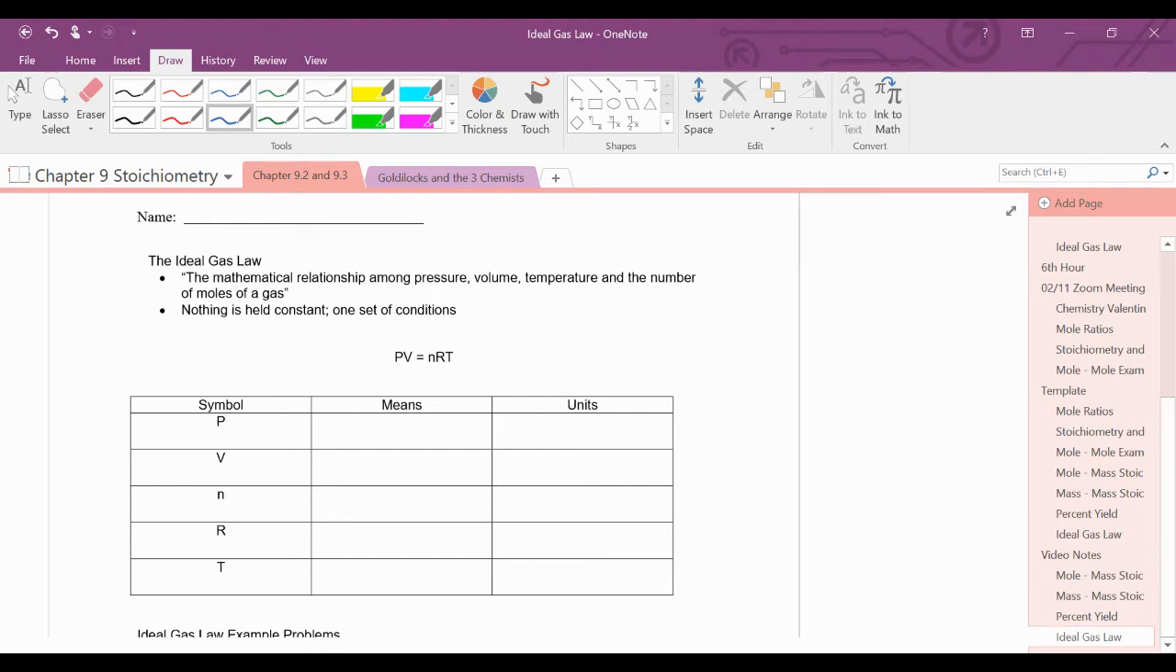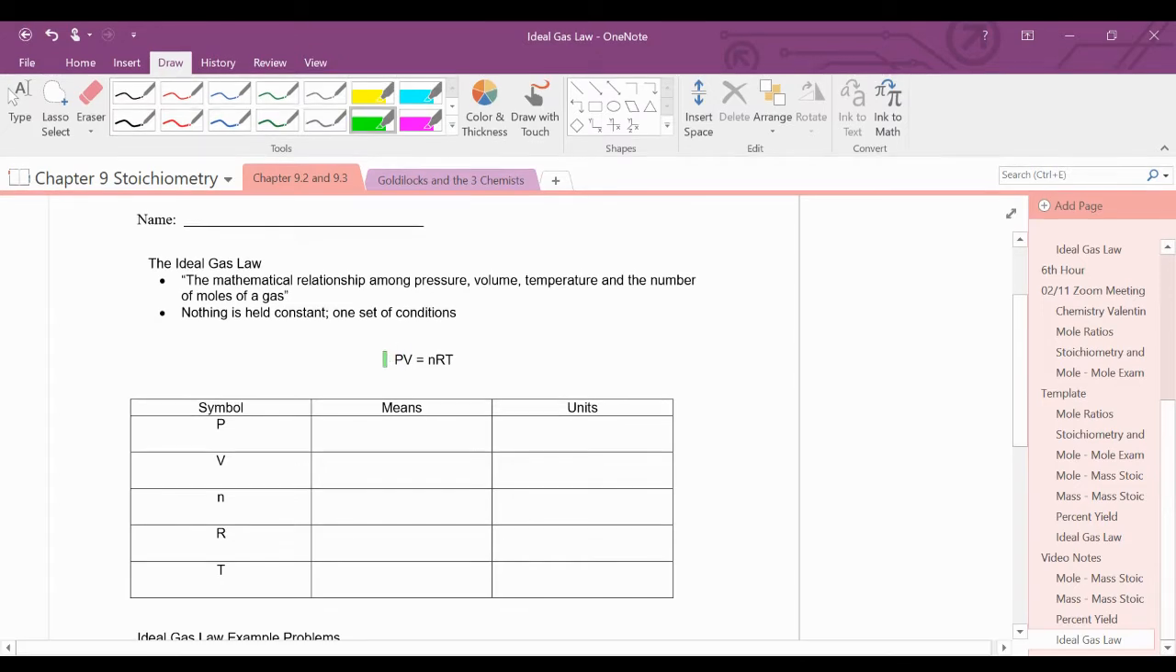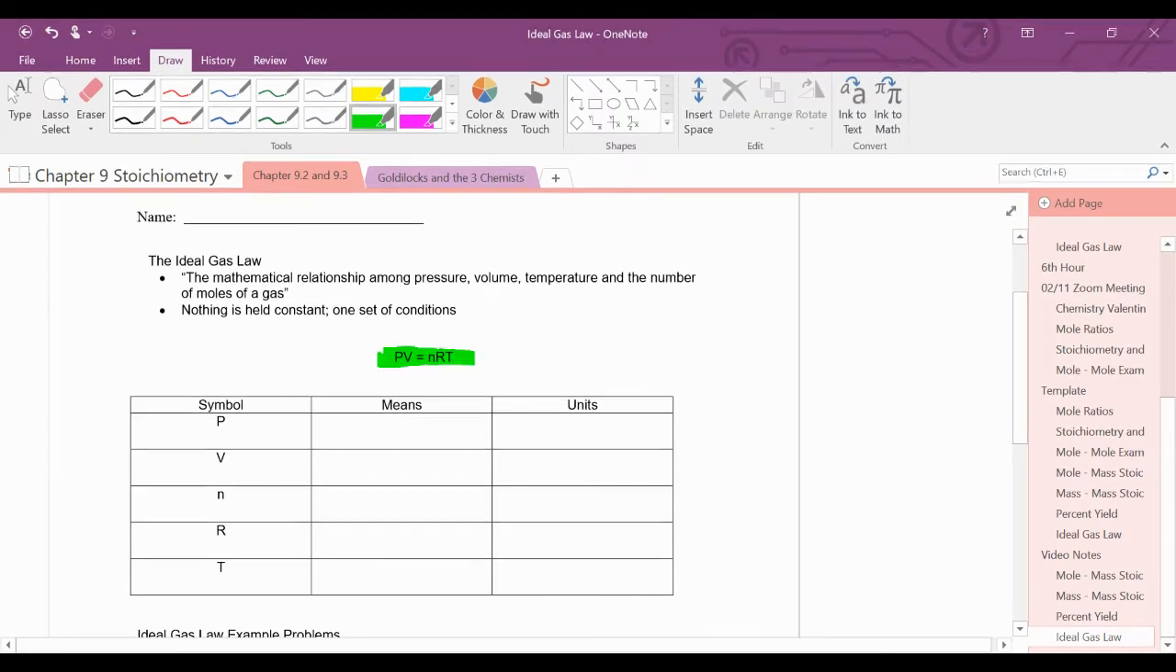So the ideal gas law is the mathematical relationship among pressure, volume, temperature, and the number of moles of a gas. Nothing is held constant. There's only one set of conditions. And so if you notice in this equation, we have 5 letters, 5 variables. We're going to go through what each one means and do the units and then do an example problem.